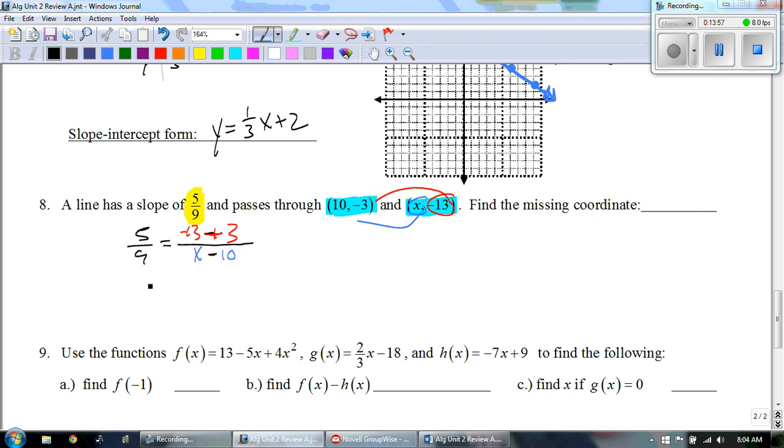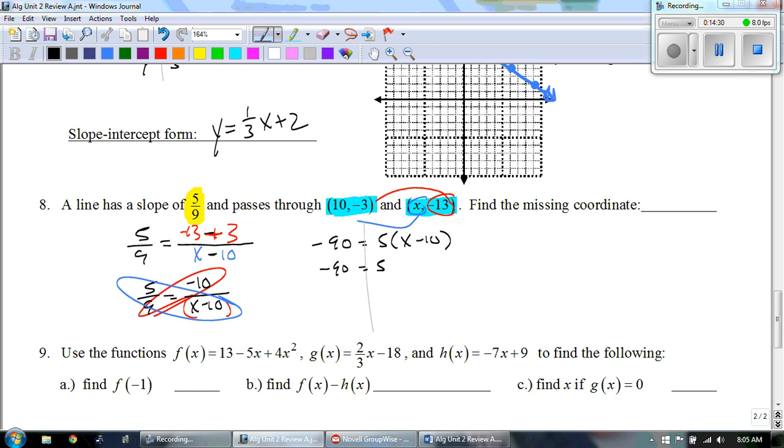So the first thing we want to do is to simplify that. -13 plus 3 is -10. And then I have x minus 10 on the bottom. Okay, we put the x minus 10 in parentheses, and then we cross multiply to get -90 equals 5 times x minus 10. Okay, and now we just solve for x. So I'm going to distribute the 5 to get 5x minus 50. So then we're going to add 50 to both sides.